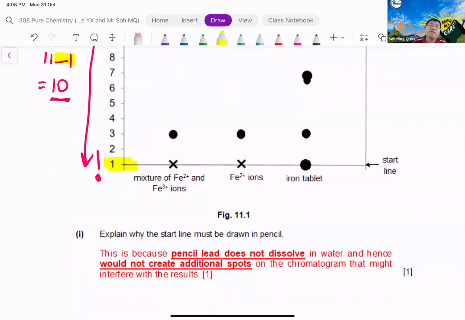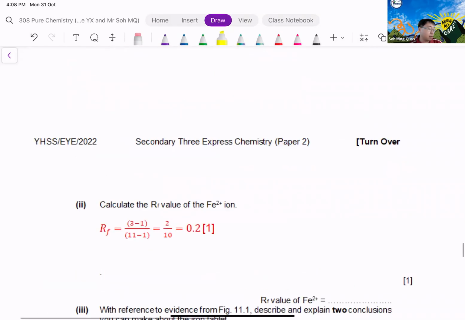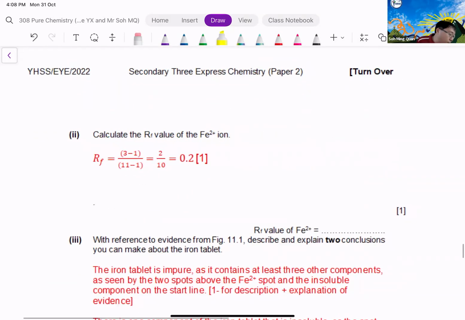Next. So obviously it starts off by saying, why must the start line be drawn in pencil? I'm sure you know this by now. It's because pencil lead doesn't dissolve in water. Because pencil lead doesn't dissolve in water, it will not create additional spots that will move up the chromatogram. Okay, next. This one I'm sure you also know by now. For the RF value, you must minus 1 because the starting line is at 1. Okay, so the answer is 0.2.